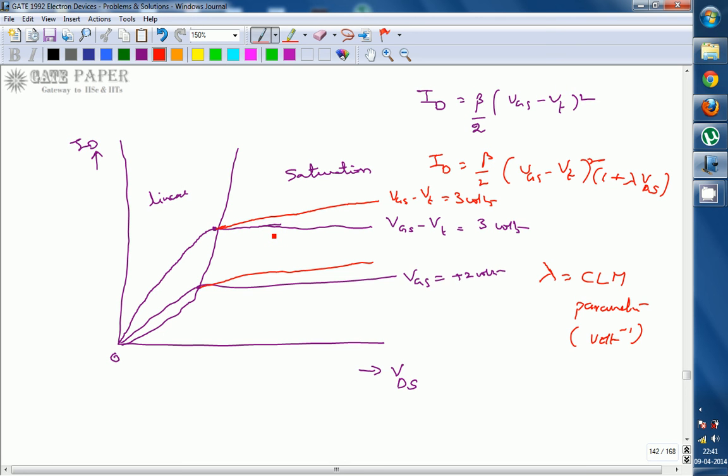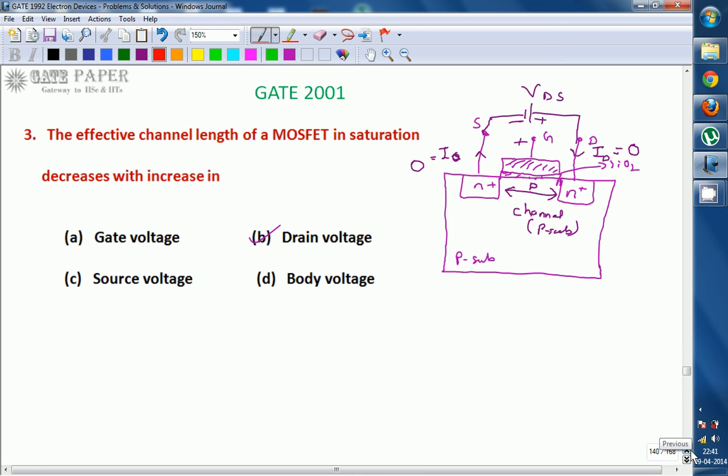All these things depend on the drain voltage. So the effective channel length decreases as the drain voltage increases. This phenomenon is called the channel length modulation effect. The definition of channel length modulation effect is the change in effective channel length as the drain to source voltage increases in the saturation region. So the effective channel length of a MOSFET in saturation decreases with increase in drain voltage. The right option is B. Thank you.